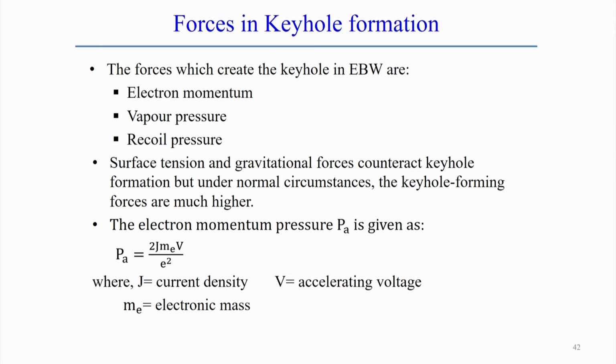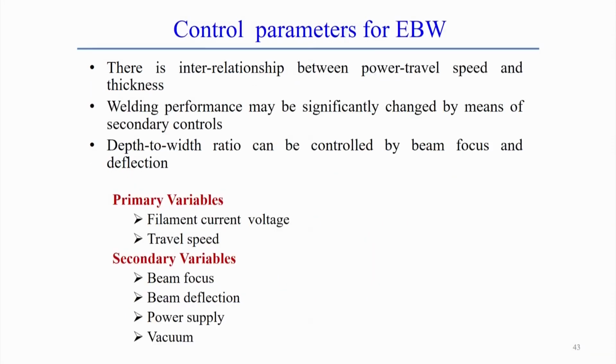Now, we can do a simple calculation. The electron momentum pressure is given by this expression: P_A equal to twice J times m times V divided by e squared. Here J is the current density, V is the accelerating voltage, and m is the mass of the electron. If you know all these parameters, it is possible to estimate the momentum pressure created by the electron. But what are the control parameters of the electron beam welding process?